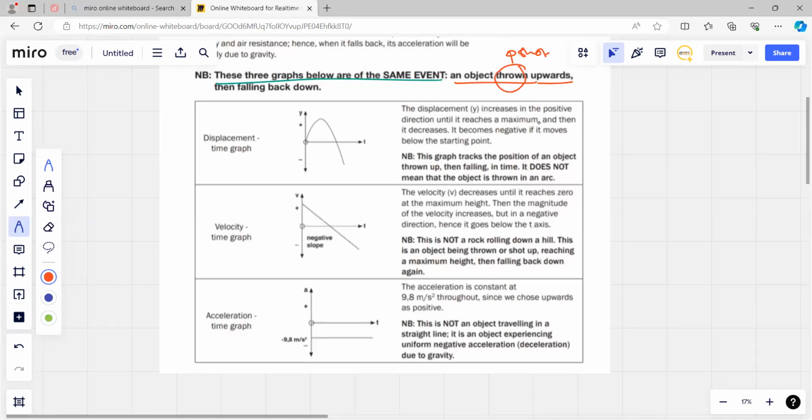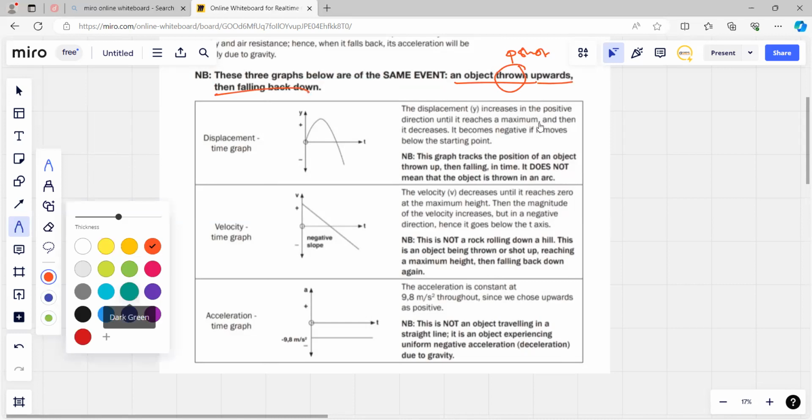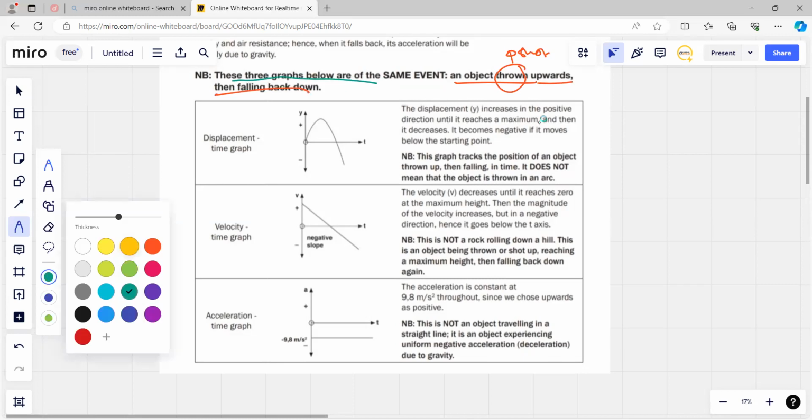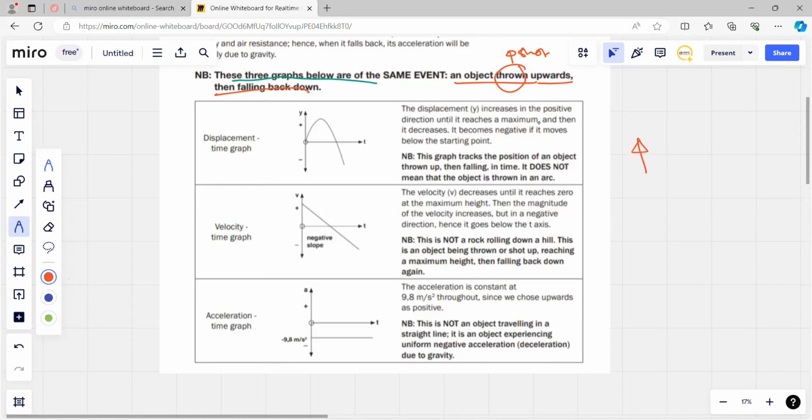Sometimes an object is never thrown or shot upward, but you have to take into consideration the same features pertaining to that particular problem. Let me give you an example. Maybe we have a hot air balloon which ascends upwards. I'm not good at drawing, but I'll try. This is the hot air balloon ascending. Then they drop an object. Remember, this object will firstly move upward before it starts going down.